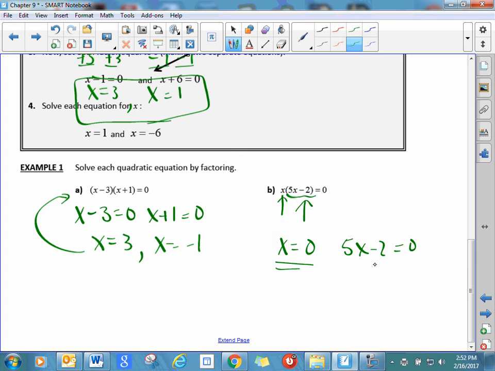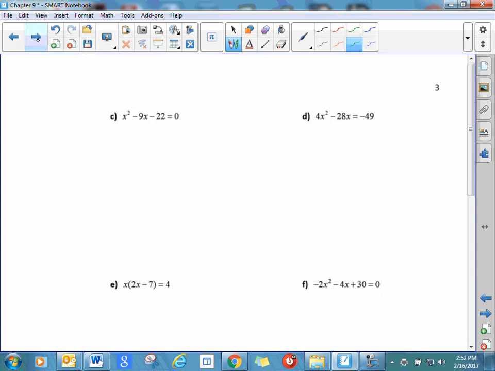This one, we've got to clean it up. We've got to get the x alone. We're going to add before we divide. So we end up with 5x equaling 2. Divide both sides by 5, and we get x is equal to 2/5. So our two solutions for this example 1b are 0 and the fraction 2/5. I'm going to do one more on the top of the next page.